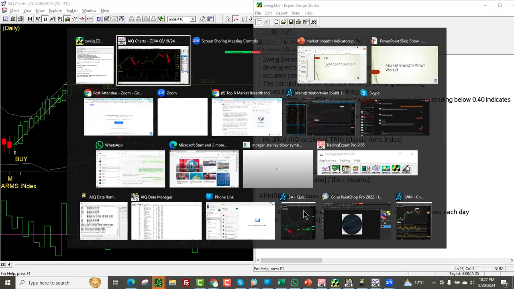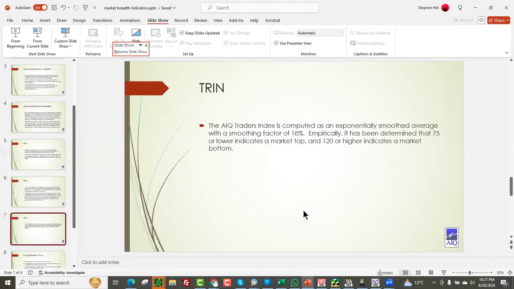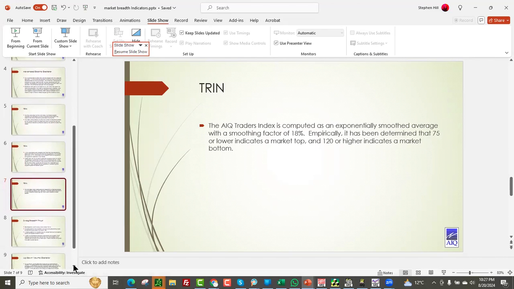So let's go back into the PowerPoint here. I'll make this PowerPoint and that Expert Design Studio file available for you when we post the recording out to everybody who registered, and there'll be instructions about how you can do this too, because there's another indicator I've created, which we'll come to in a moment.